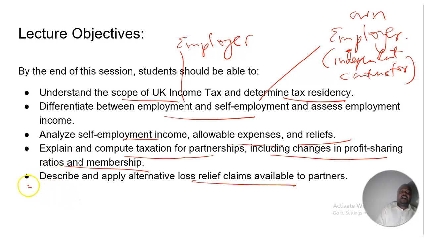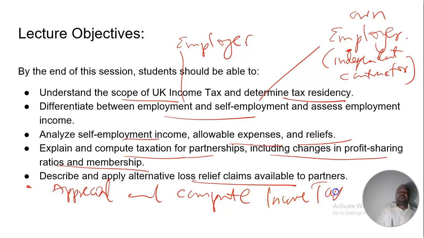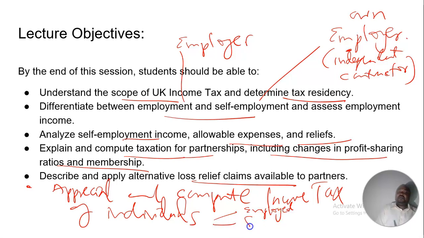but we are not only going to remain there. We are also going to appreciate and compute income tax of individuals. These individuals, as I have already indicated, could be employed people, could be sole traders, which are the self-employed people, could be partners in a partnership. You need to be able to compute their tax by the end of the day, determine how much they should pay to the taxman.